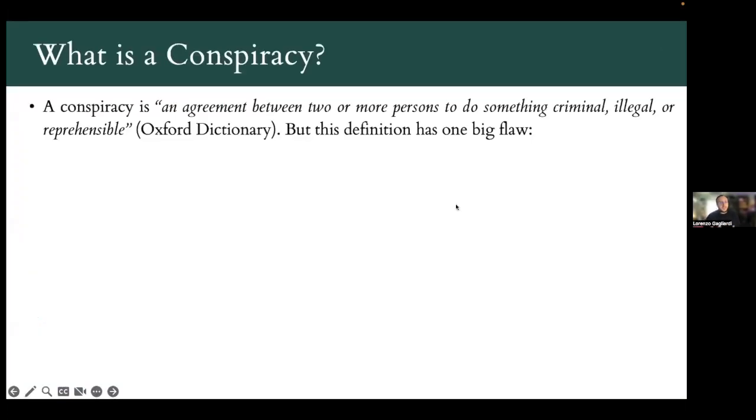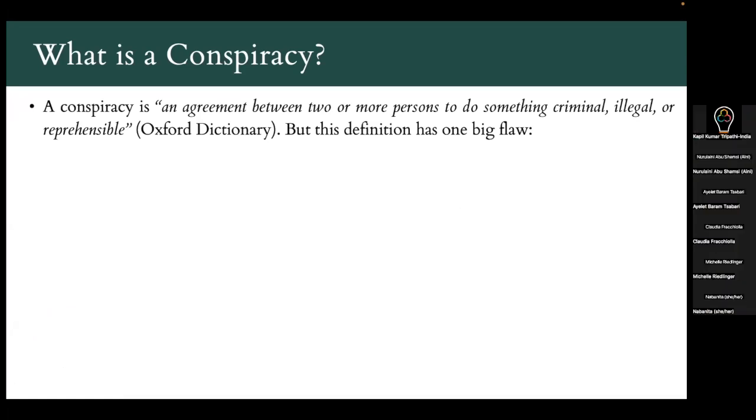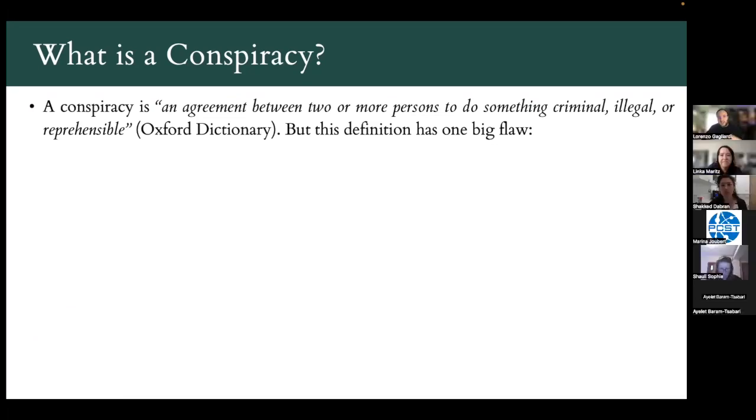So what is a conspiracy? Well, the definition of a conspiracy is actually a highly debated topic in conspiracy studies, because there is an inconsistency between the common meaning of the words conspiracy and conspiracy theory and what scholars usually define as a conspiracy belief. So let's start from the dictionary. The Oxford Dictionary says that a conspiracy is an agreement between two or more persons to do something criminal. Clearly, this definition is good in a sense because it's abstract, but this generality is also a big flaw.